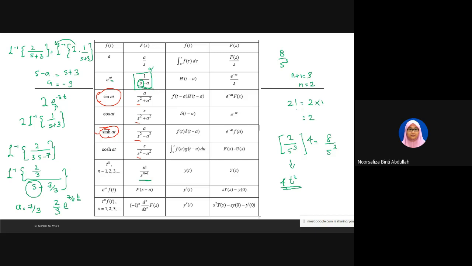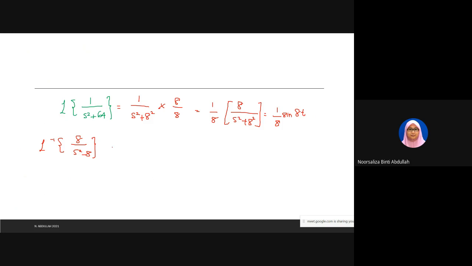So sinh at is a over s square minus a square. So a square, so 8. So you have to modify this one. You have 8 over s square minus what? Minus? 4 kuasa 2 dapat 8 ke?